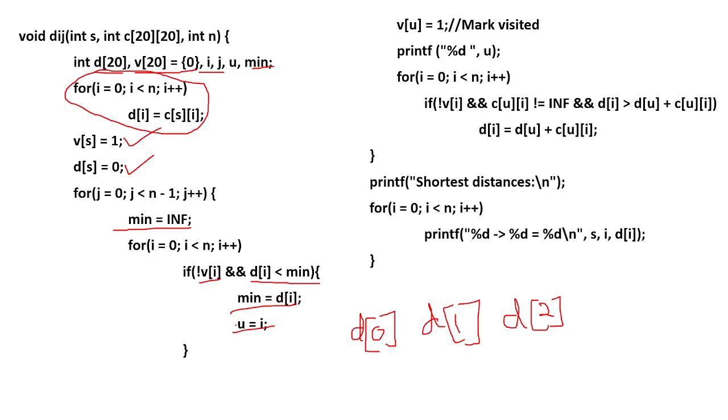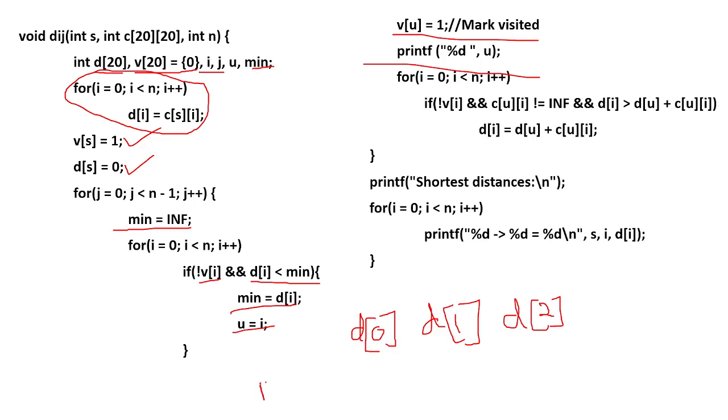And this is that particular minimum node index. Okay, once you have got the minimum distance node, mark that node as visited, print that one. Okay, then we have to update the table. How to update the table?